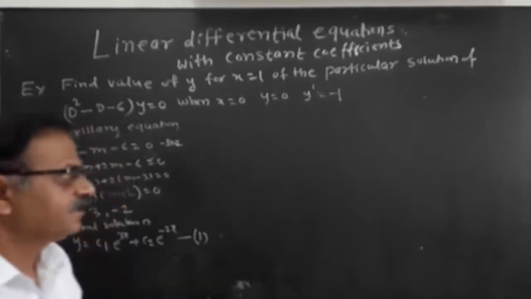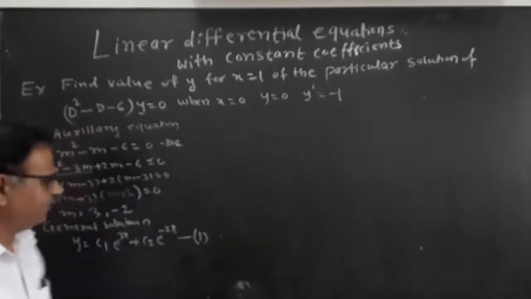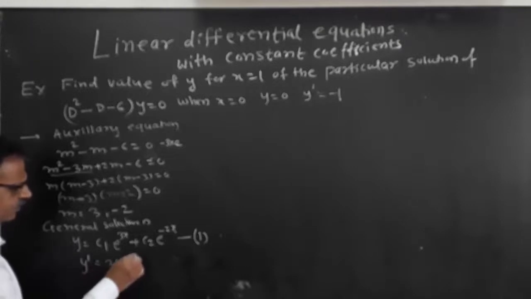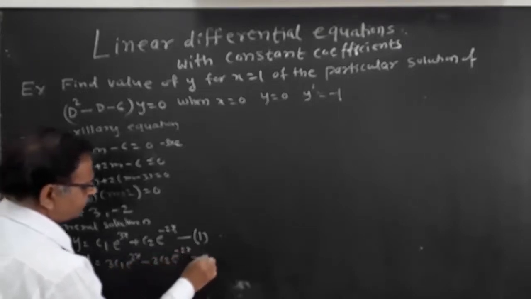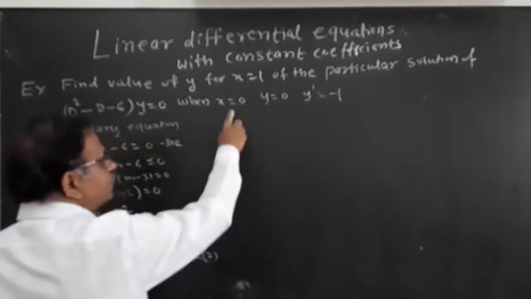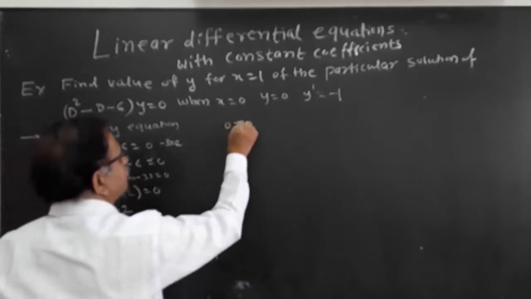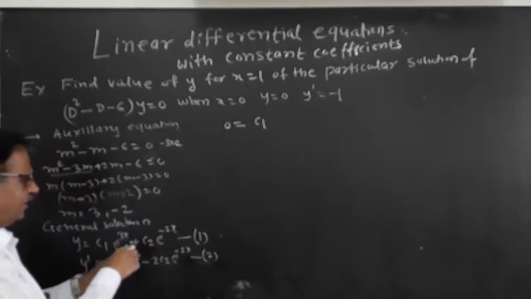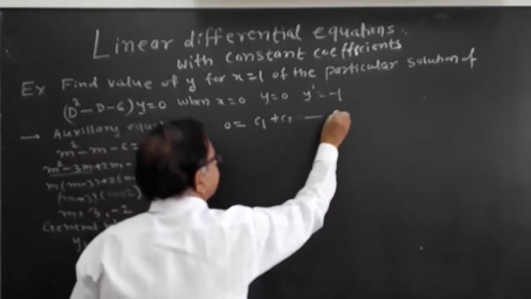To find C1 and C2, we use the conditions, and in the conditions y dash is required. Therefore, we shall differentiate equation 1: y dash equal to 3C1 e raised to 3x minus 2C2 e raised to minus 2x. Now we shall apply the conditions. When x equal to 0, y equal to 0, from equation 1 we get 0 equal to C1 e raised to 0, which is 1, plus C2 e raised to 0, which is 1. This is equation 3.